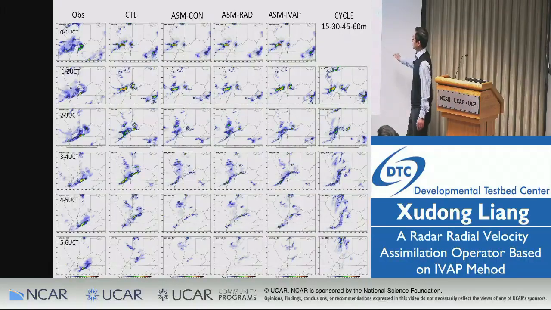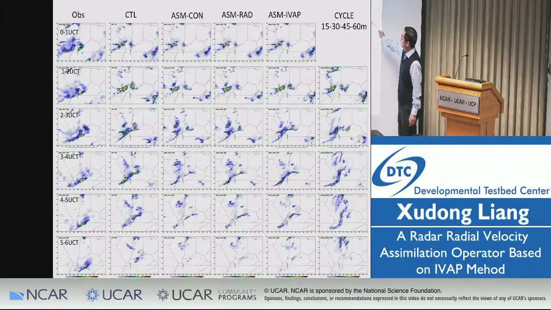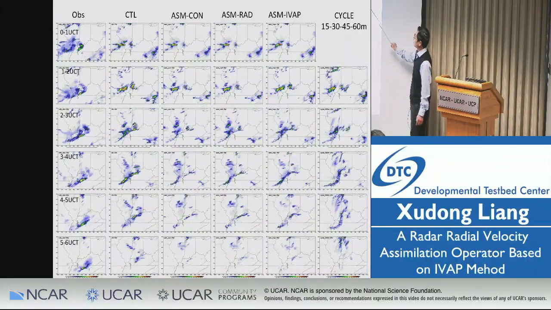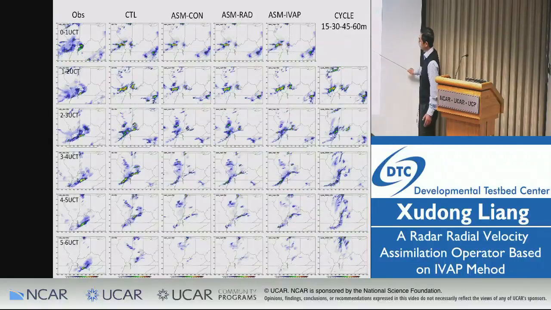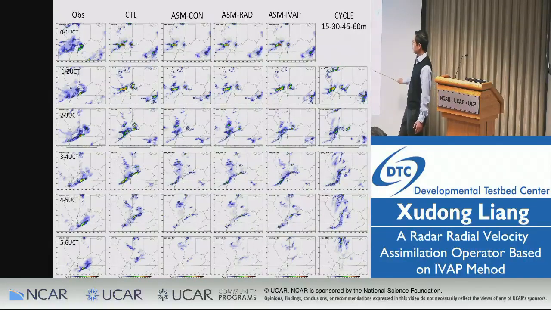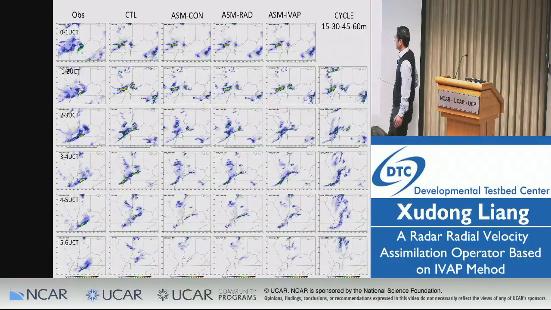So let's see the radar. Using the traditional radar assimilation, we can see that this rain belt is also missed. But with IVAP, just once at 0 UTC, the result is also improved, but not very good. This rain band is also missed, but we can see that it is better, more closer to the observation.